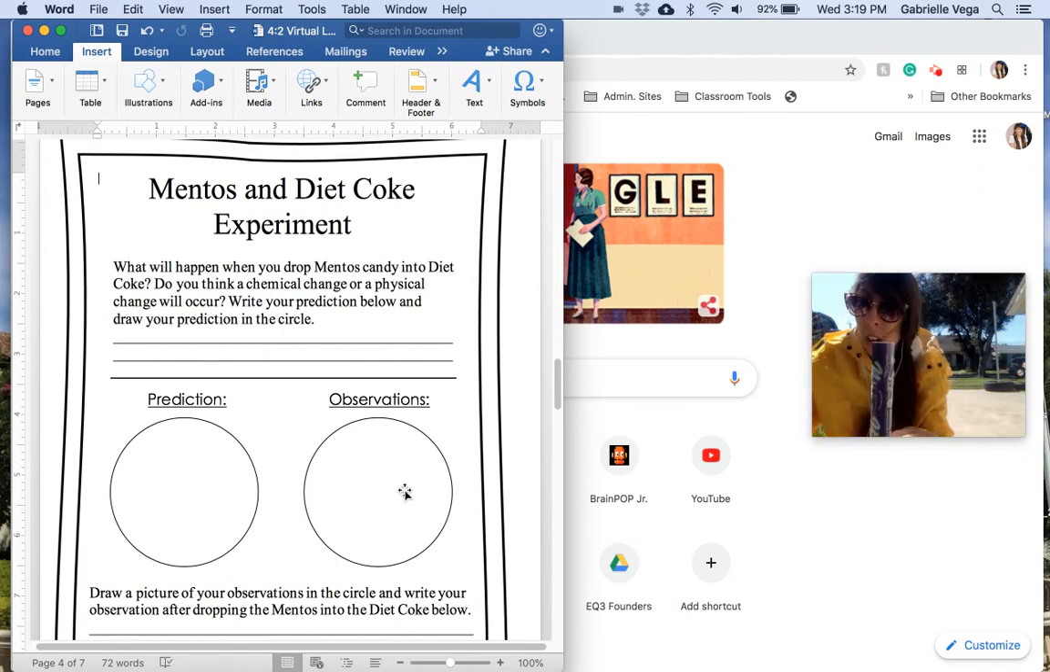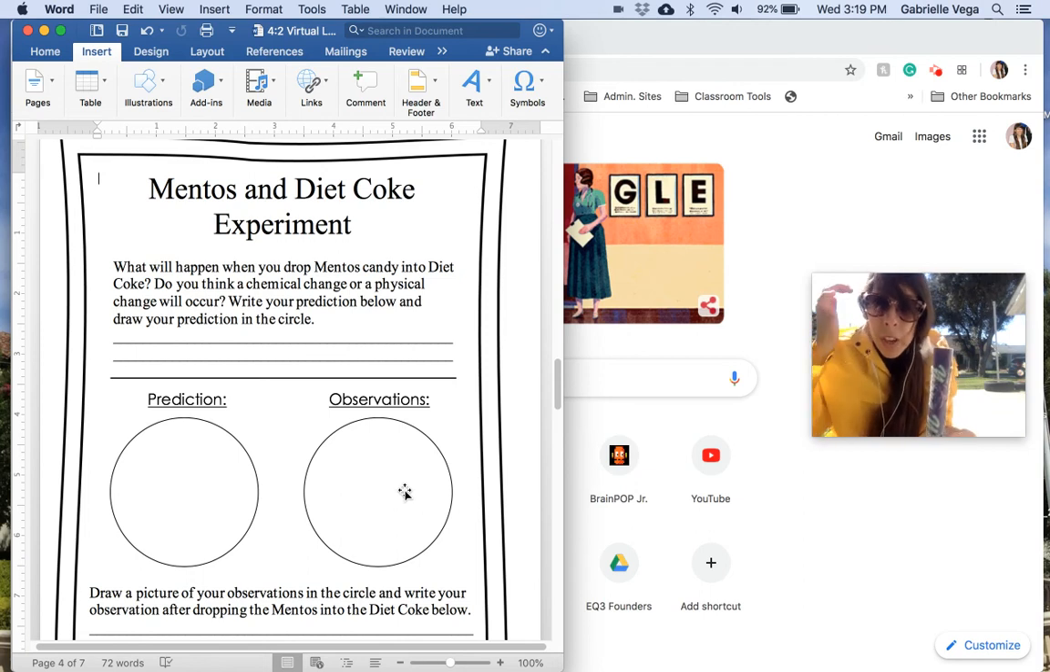All right, now notice that I'm wearing a poncho. That's because I don't want to get messy with this experiment. So if you don't have a poncho or something to cover yourself, because you might get messy with this, then I suggest wearing clothes that you don't mind getting dirty, or clothes that can easily wash.